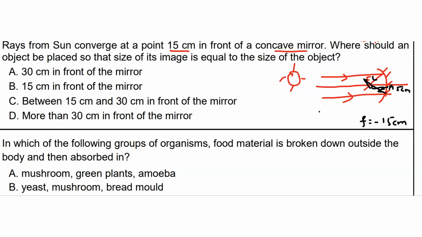Where should an object be placed so that the size of the image is equal to the size of the object? So what is the condition? The object size and the image size have to be the same.